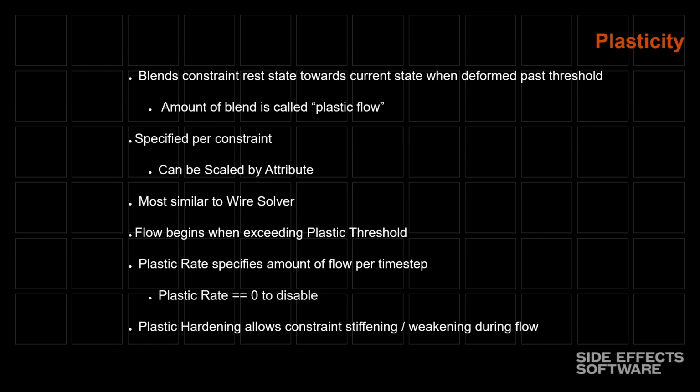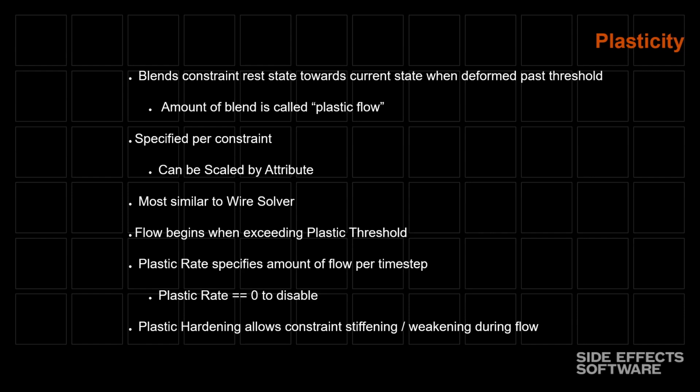And finally, plastic hardening allows the constraint to be either stiffened or weakened during that plastic flow. That can be useful for effects like if you have a character that's going to, say, mash down a bunch of grass or something, you want the grass to look like it's been stiffened and mashed together in place so that it won't then be blown around by any wind or something like that, because it's basically been hardened in the process of deforming down to that new rest state.